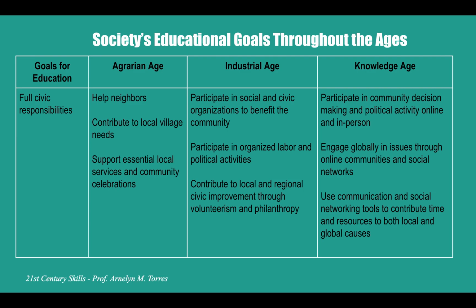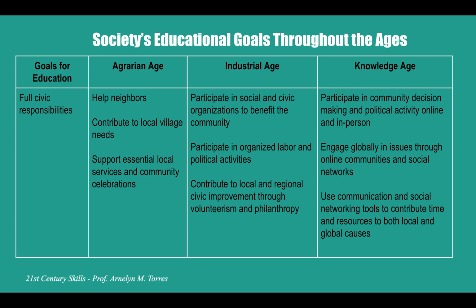Moving to the industrial age, the first industrial age. First is to participate in social and civic organizations to benefit the community. What are social organizations? Social associations can be like a neighborhood association, or civic would mean being a leader in a community and helping people get information or knowledge that will help them to improve their life. Okay. Second is to participate in organized labor and political activities.